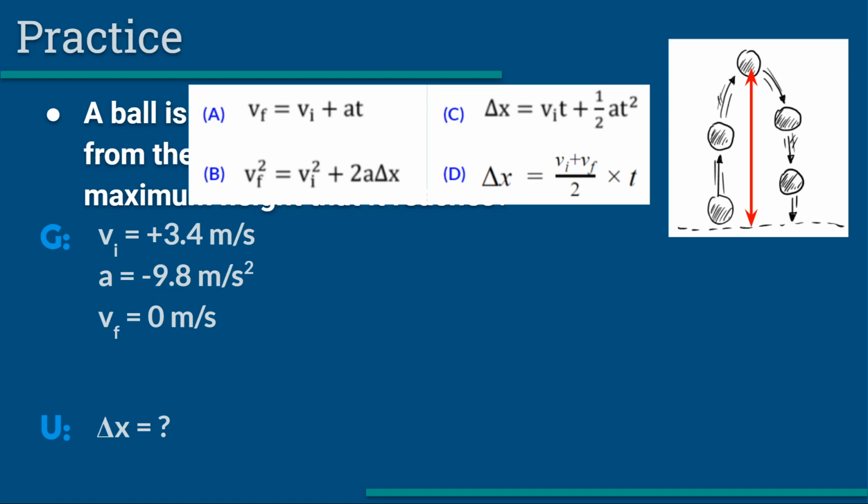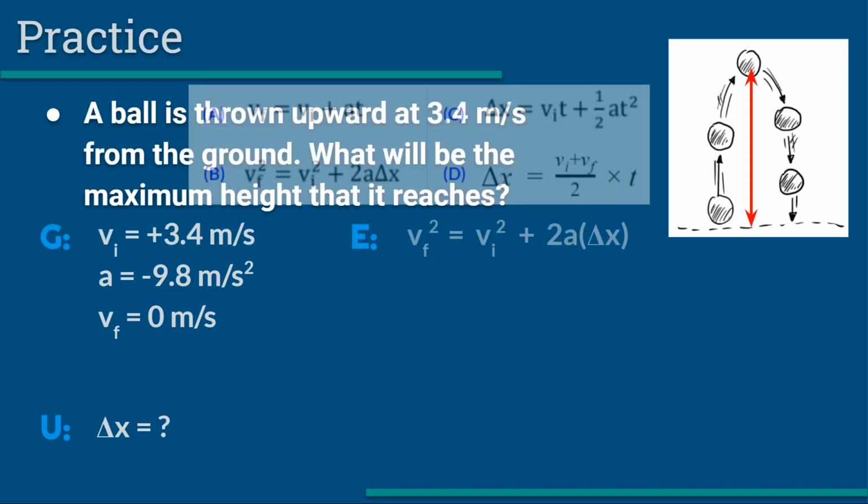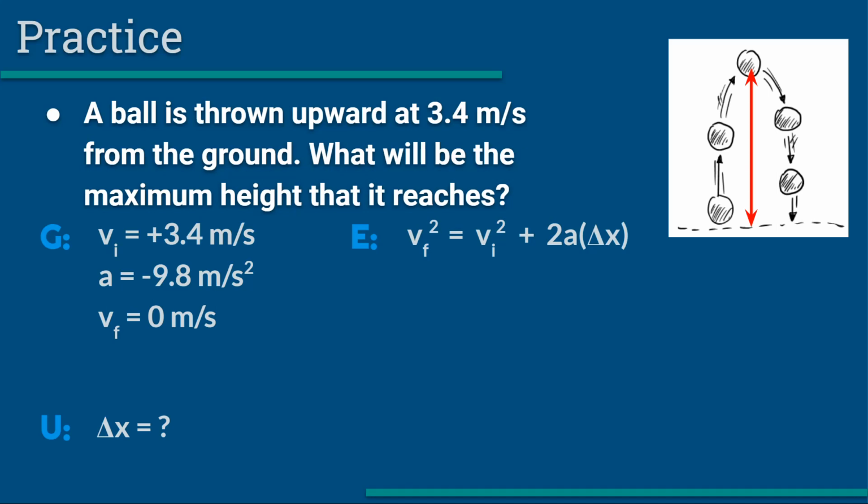Now, could I use equation A and find time and then find delta x? Yes, I could. You're more than welcome to do that. But if I want to solve it in the most efficient way, I'm going to just use this equation because it has my variables in it already. VF squared equals VI squared plus 2 times A times delta x.